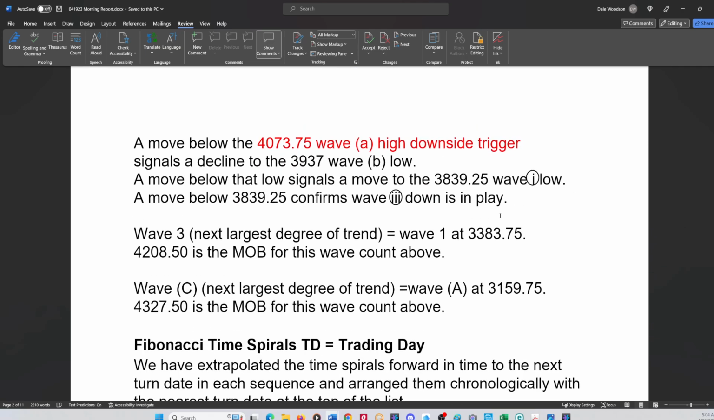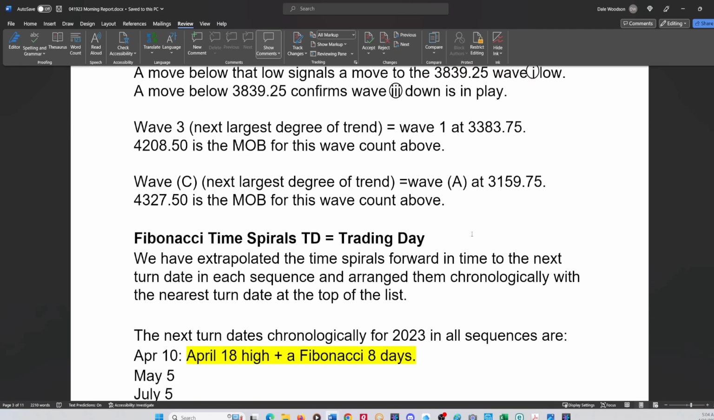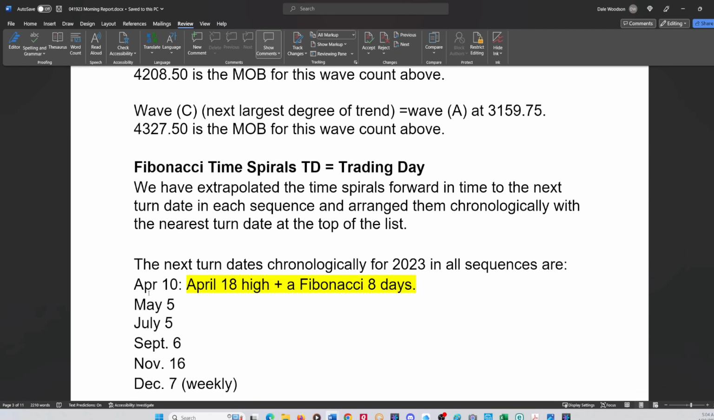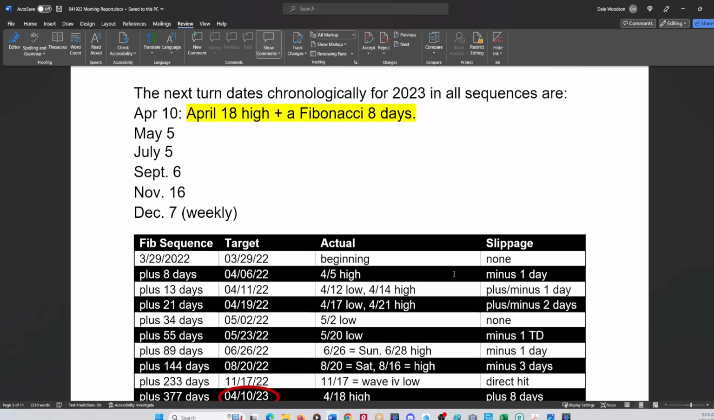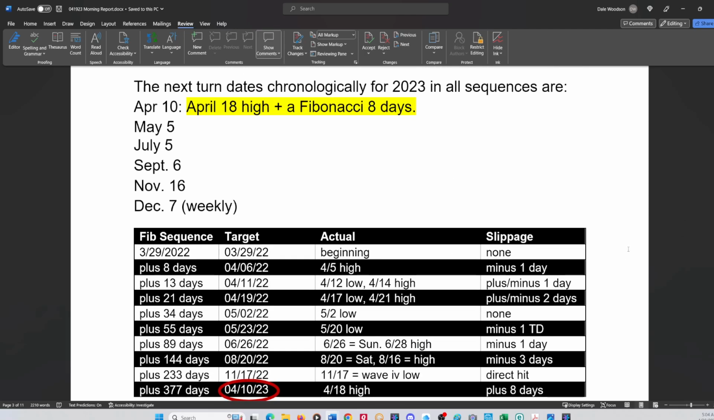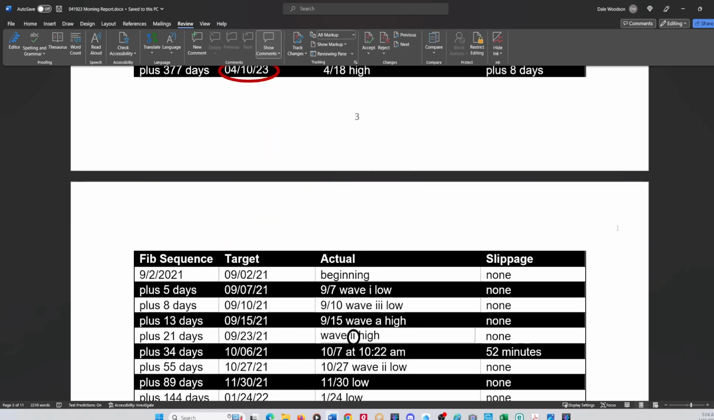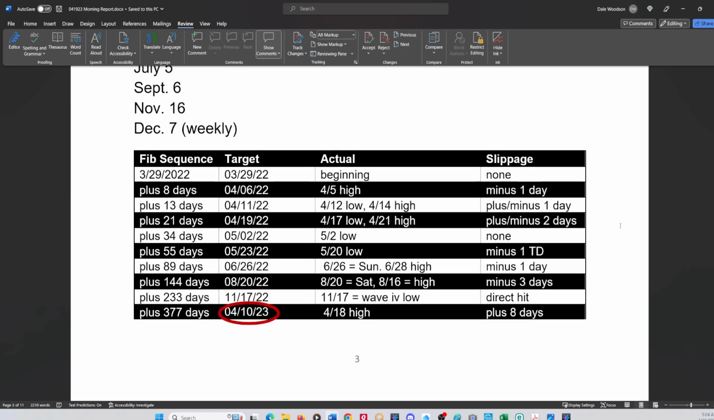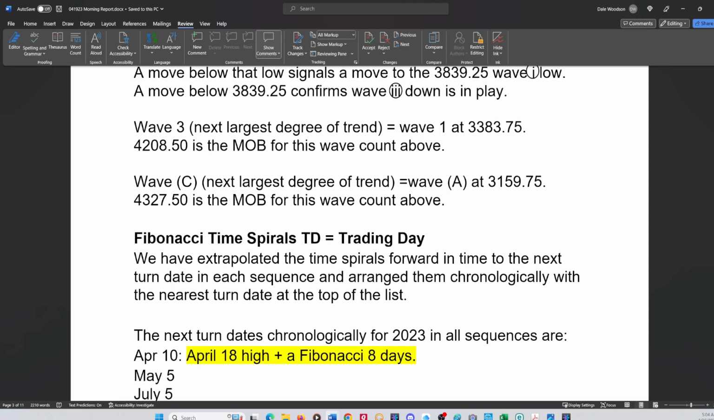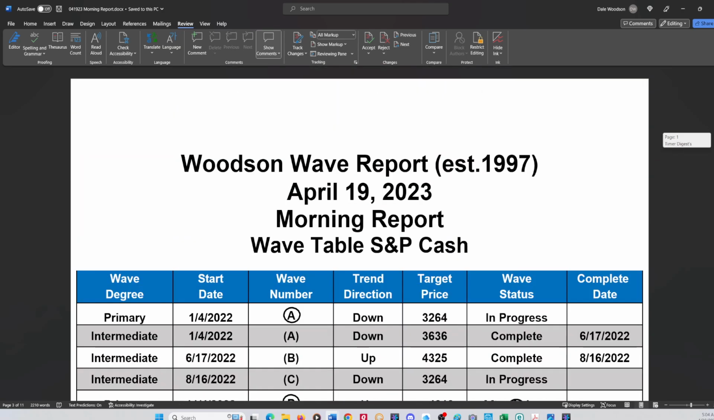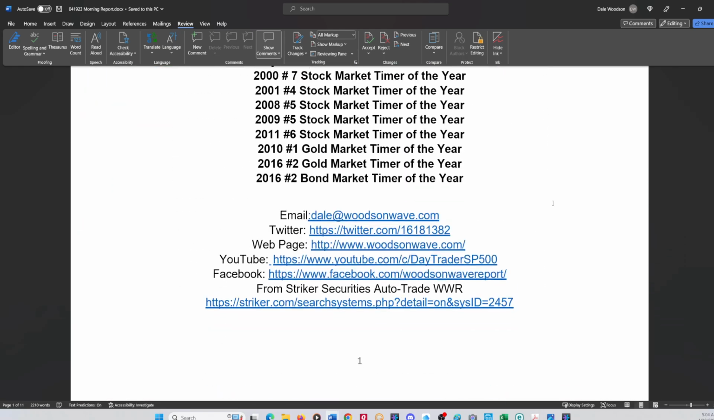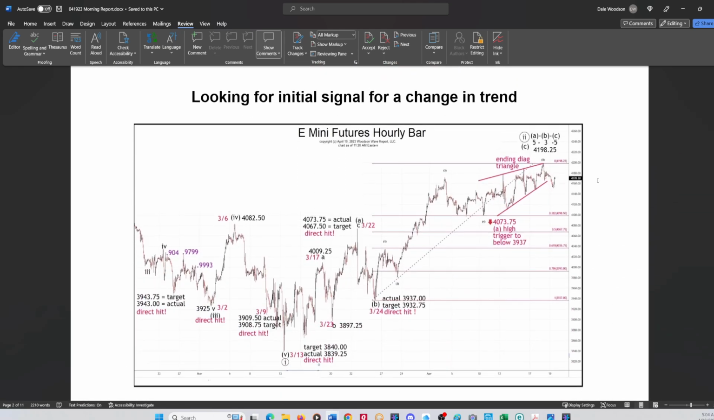Okay, there are the different degrees of trend, and there is that Fibonacci turn date in the sequence, the 4/18 high, Fibonacci 8 days, and you can see it right there. We have more Fibonacci turn dates. The next one coming up should be the 5th of May. So a lot of information there. Get you guys caught up with our newsletter subscribers. Let's leave you guys with this picture here.